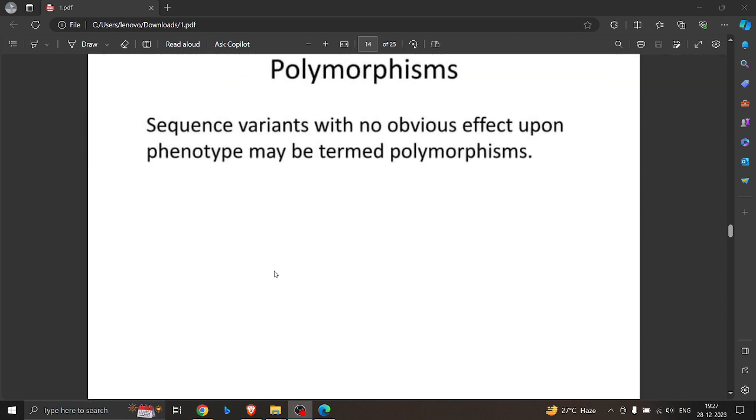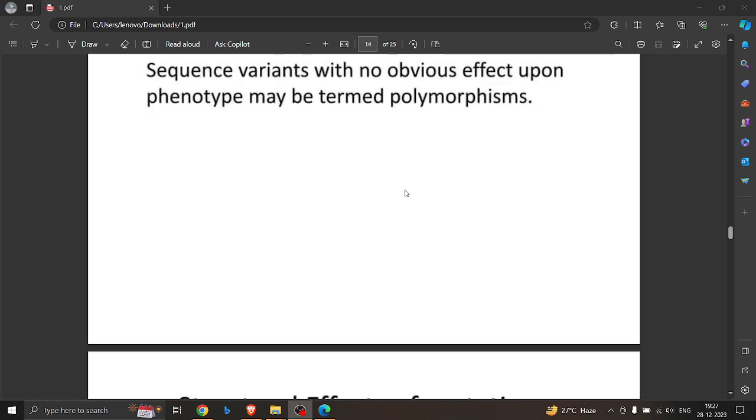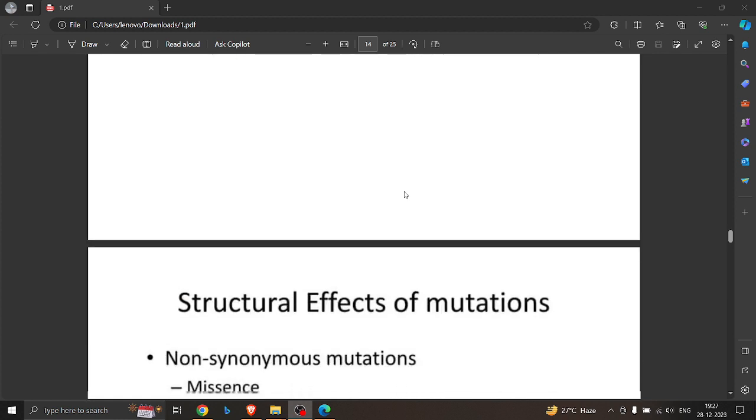So polymorphism. What is polymorphism? Sequence variants with no obvious effect upon phenotype may be termed as polymorphism. That means sequence variants with no effect upon the phenotype may be termed as polymorphisms.